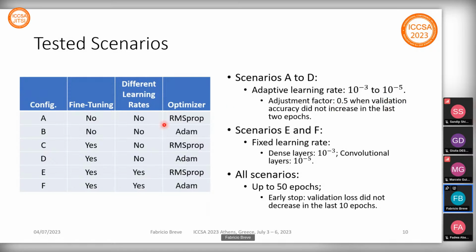In scenarios E and F, we have a fixed learning rate, a higher rate for the dense layers and a lower rate for the convolutional layers. So we don't mess too much with the pre-trained weights, and we focus on the dense layers until convergence. In all scenarios, up to 50 epochs, with early stopping on validation. If validation loss did not decrease in the last 10 epochs, we stopped the training.